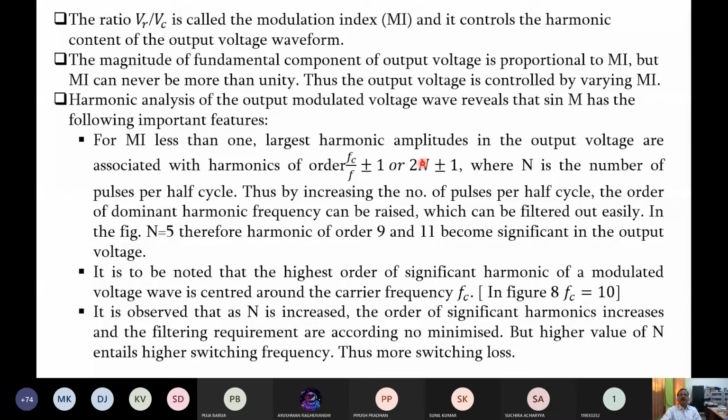Understand? If n is large, then the number of pulses per half cycle is more, and the order of harmonics is higher. If it is 4, then it is 8 plus 1, 9, or 8 minus 1, 7. So higher order harmonics can be filtered out easily by passive filters. In the figure, n is 5, therefore harmonics of the order 9 and 11 become significant in the output voltage. It is noted that the highest order of significant harmonic of a sinusoidal voltage wave is centered around the carrier frequency Fc.